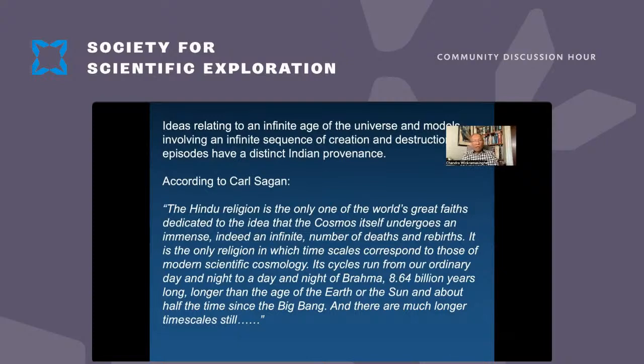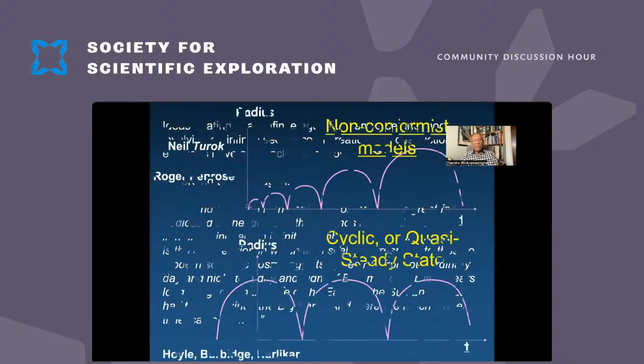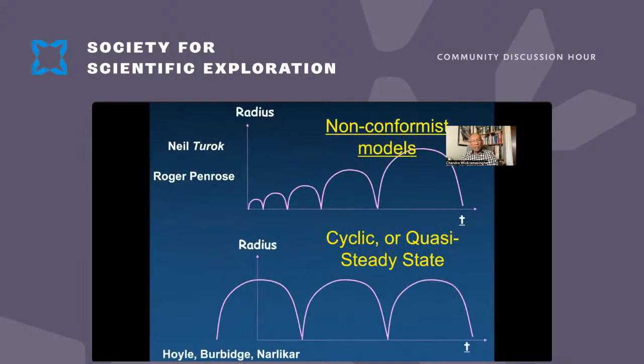Its cycles run from our ordinary day and night to the day and night of Brahma, 8.64 billion years long, longer than the age of the Earth or the Sun, and about half the time since the Big Bang took place, if there was ever a Big Bang, that is. And there are much longer timescales still. So the current models being discussed in the astronomical literature include one by Nobel laureate Roger Penrose and his students, where there is a sequence of expansions and contractions, and the ideas of Fred Hoyle, Burbidge, and Jayant Narlikar, where there was a similar system to what Penrose has revived in more recent times. So maybe there was never a beginning.